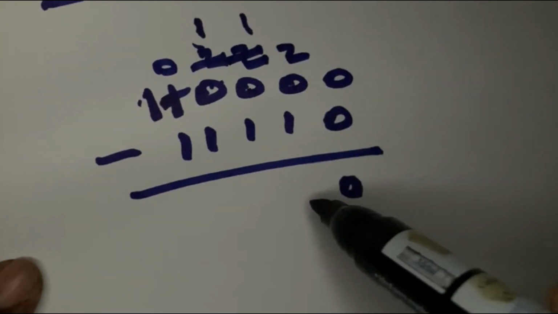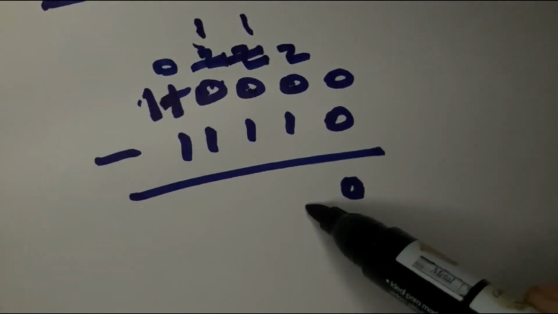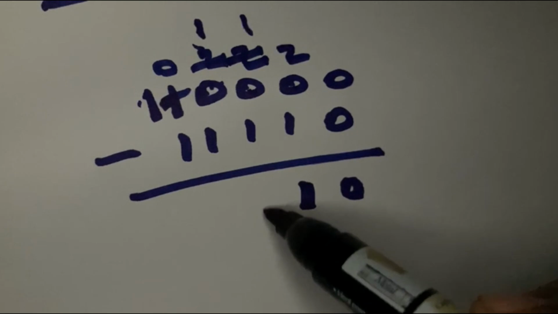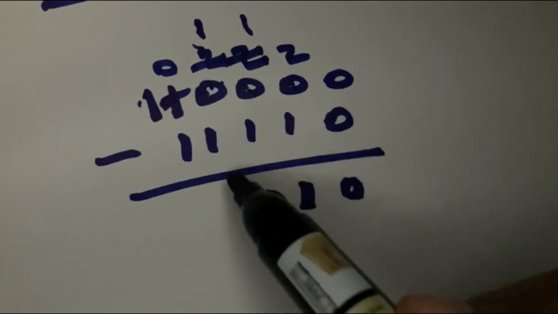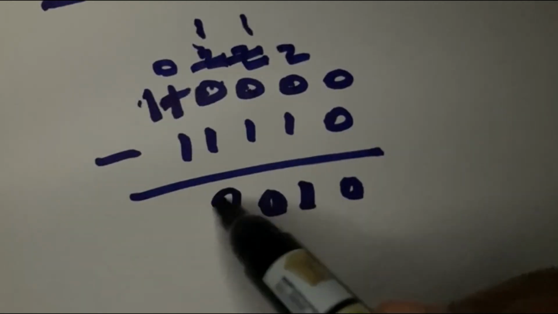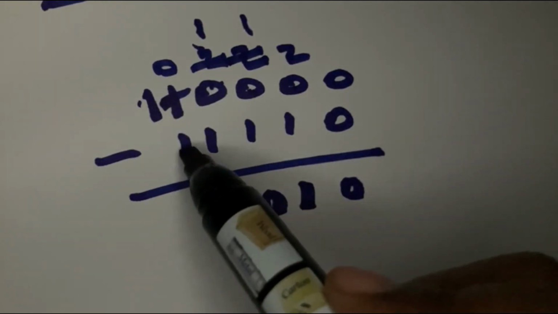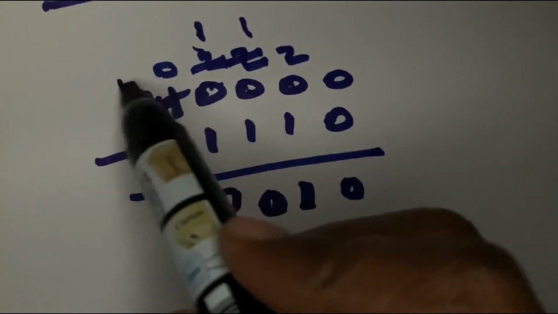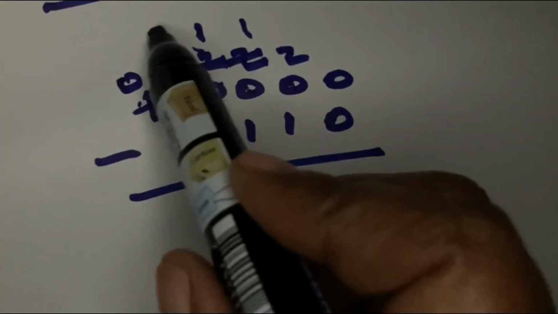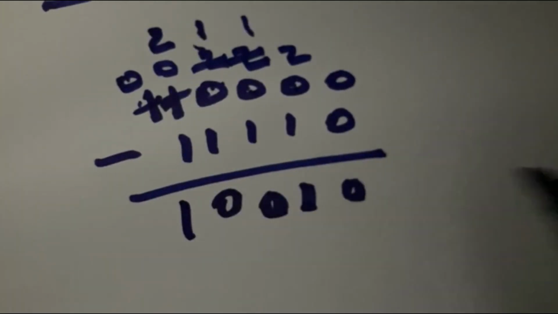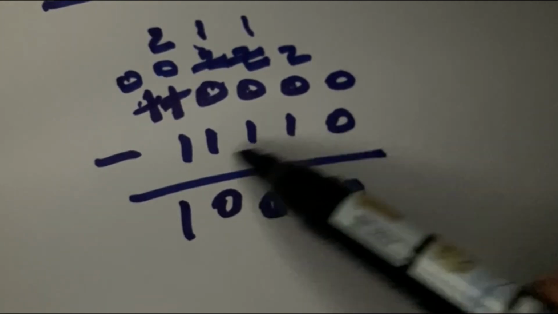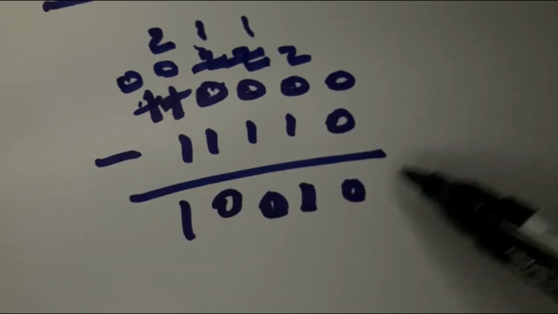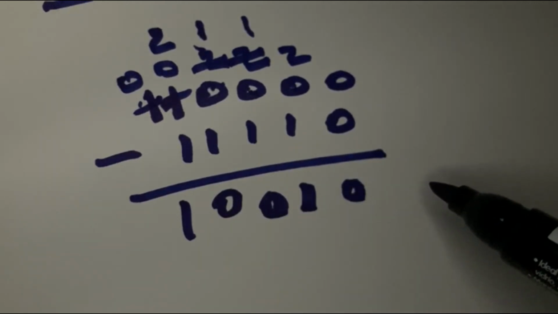So 2 minus 1 will be 1. 1 minus 1, 0. 1 minus 1, 0. Again here, 0 cannot subtract 0 minus 1, so this will change into 0 and borrow from here, and this changes into 2. 2 minus 1 will be 1. Therefore, the binary digit 1 1 0 0 0 0 minus 1 1 1 1 0 will be 1 0 0 1 0.